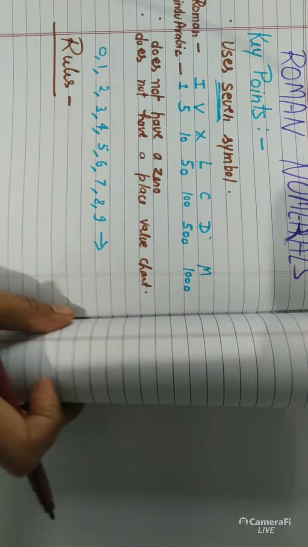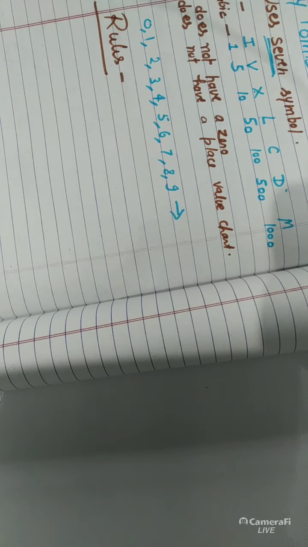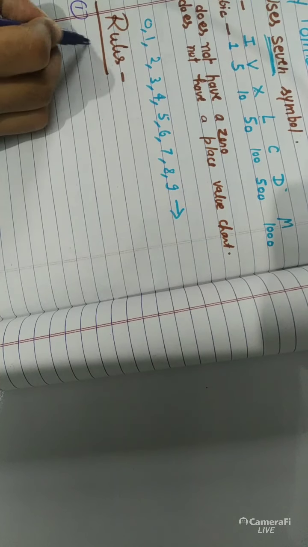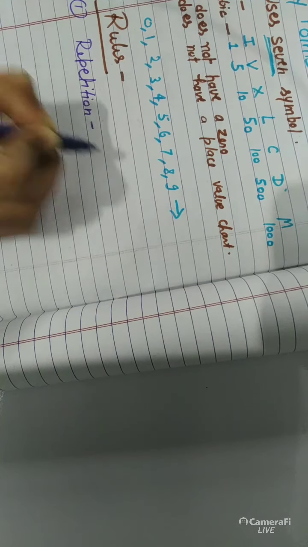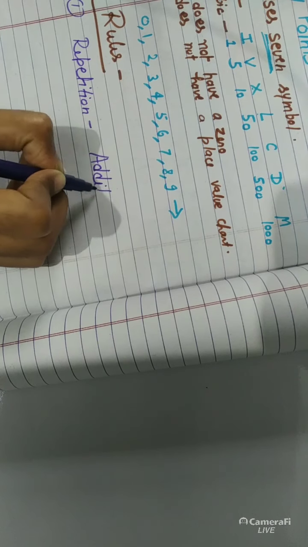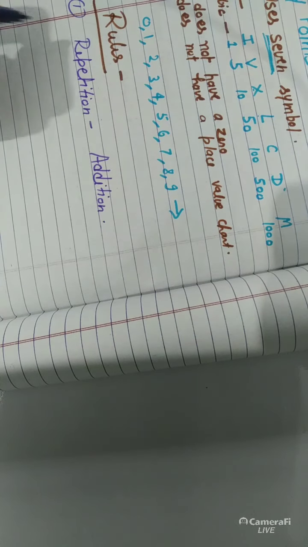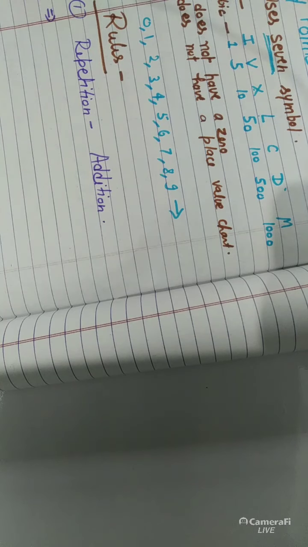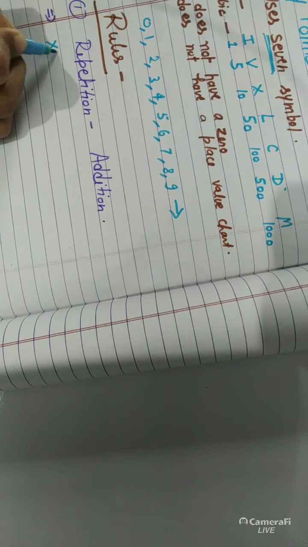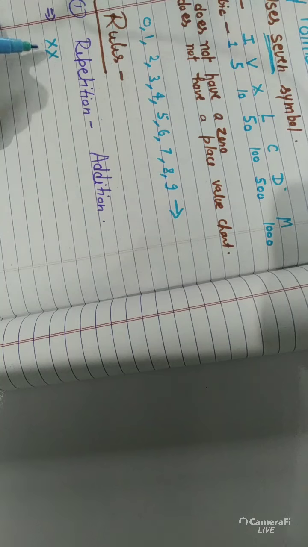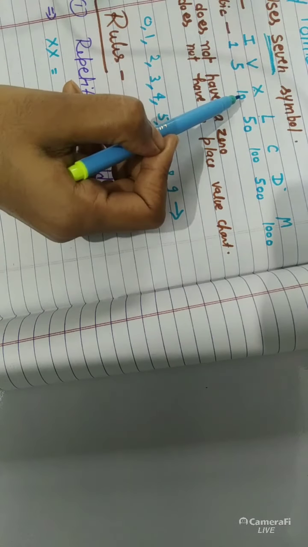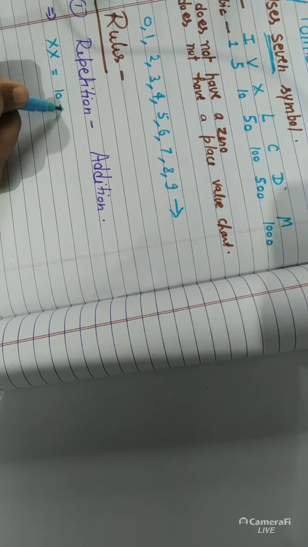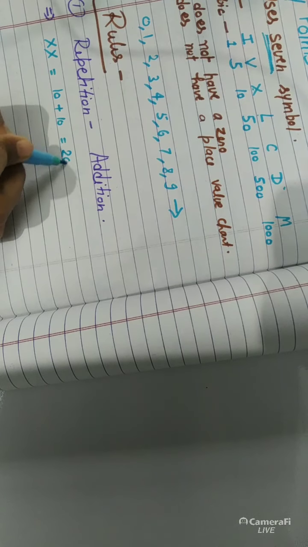Rules. First rule is repetition. When you are repeating any Roman numeral, it means addition. It means you are adding those numerals. Example, X, X. You are repeating X 2 times, means you are adding X 2 times. So X is the symbol of 10. So 10 plus 10 is equal to 20.